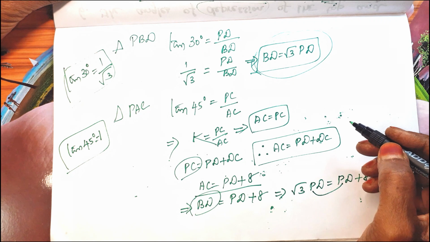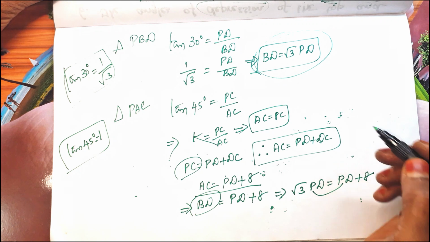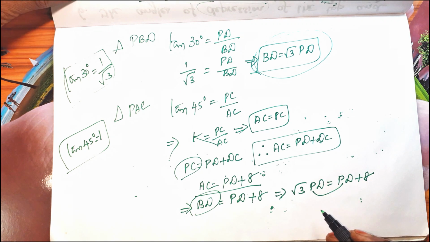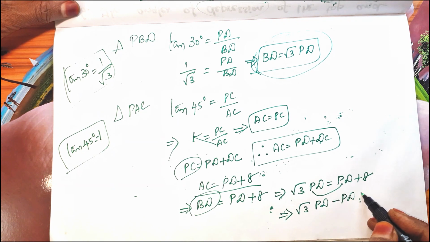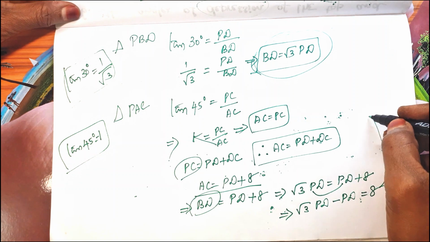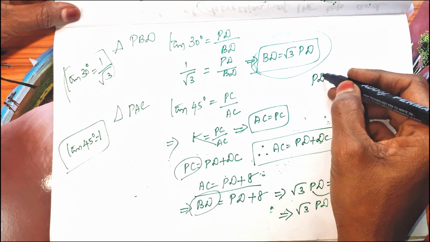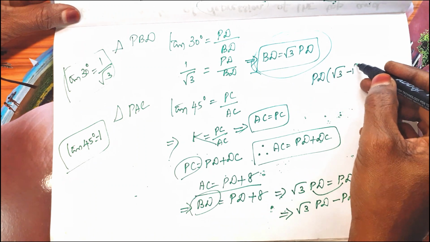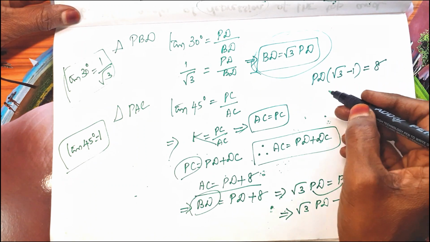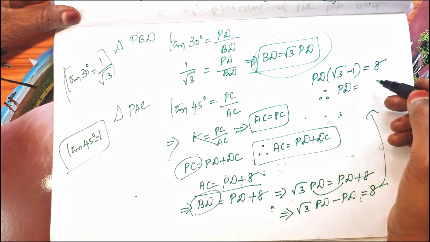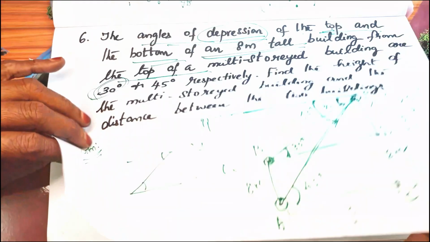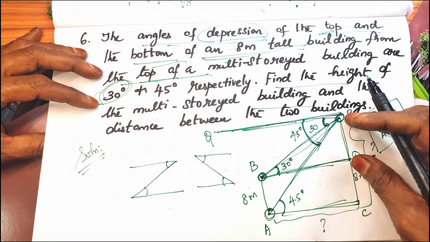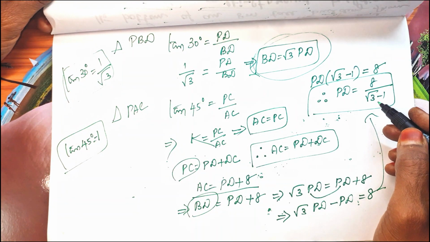Bring these two terms together. Am I right? Because PD is common, we can take that as a common term. Root 3 PD minus PD equals 8. I'll write down here. PD is common, so root 3 minus 1 equals 8. Therefore, PD is equal to 8 by root 3 minus 1. So we got the answer for PD.